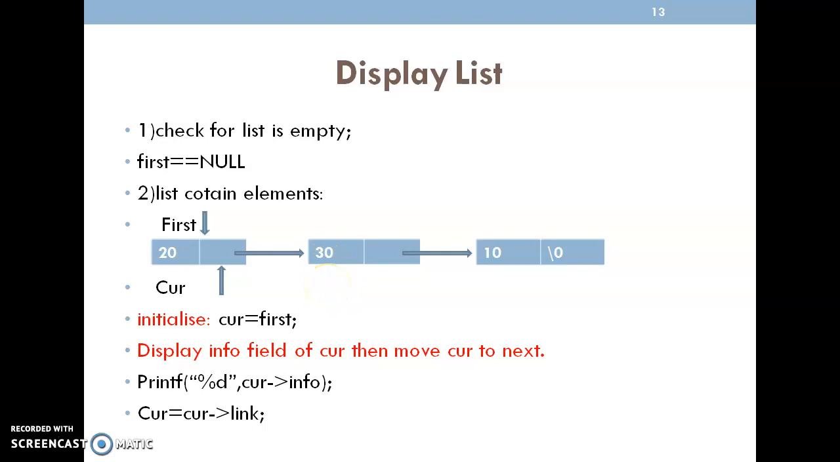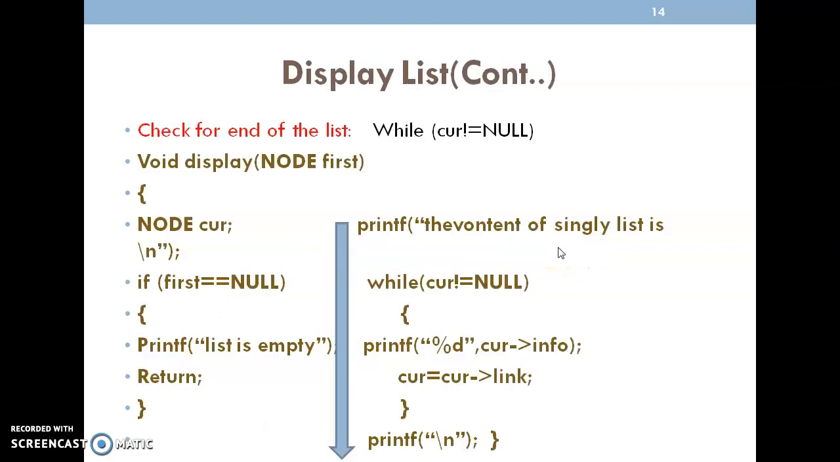Again, current pointer info, 30 will be displayed. Then the current will move to the next one, current equal to current pointer link. Up to where do you have to do the operation? For that, we need to check one condition: until the current pointer link reaches null. When it reaches null, we have to stop the iteration. So I have to check for the end of the list: while current not equal to null. Whenever current reaches null, we have to stop it.